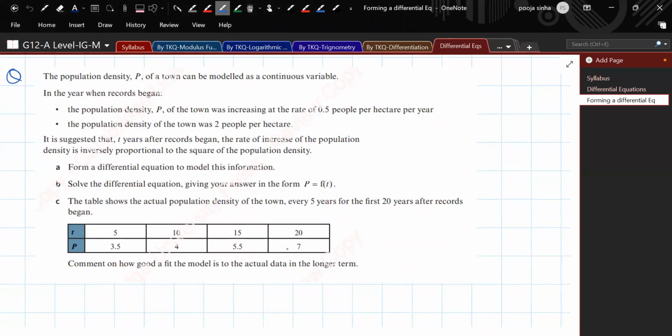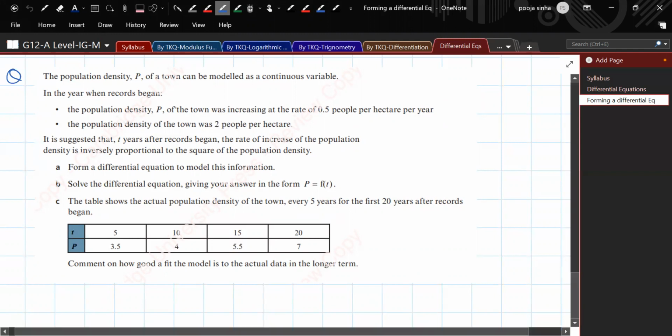Population density P of a town can be modeled as a continuous variable. In the year when records began, the population density P of a town was increasing at a rate of 0.5 people per hectare per year. The population density of the town was 2 people per hectare. It is suggested that T years after records began, the rate of increase of population density is inversely proportional to the square of the population density.